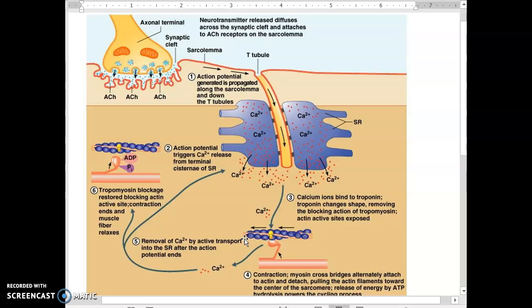When it's over, and it's going to be a matter of less than a second, the calcium is removed from the troponin, the blockage comes back, and the calcium is placed back in the sarcoplasmic reticulum.